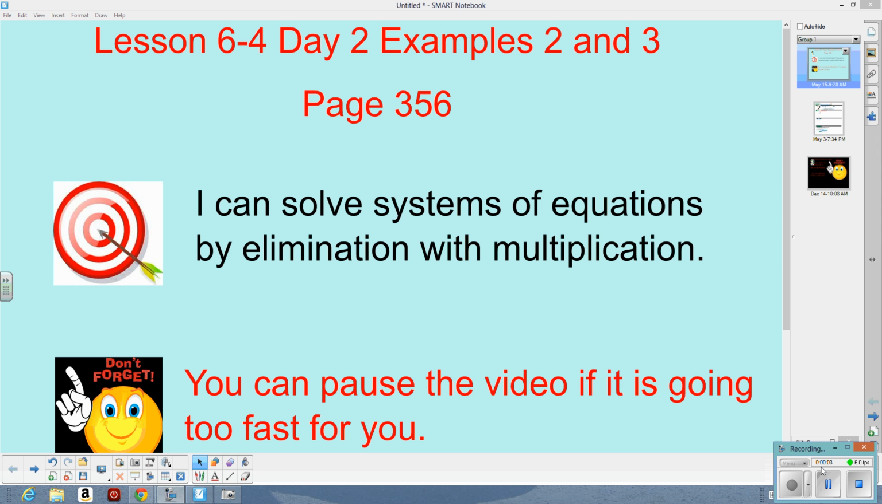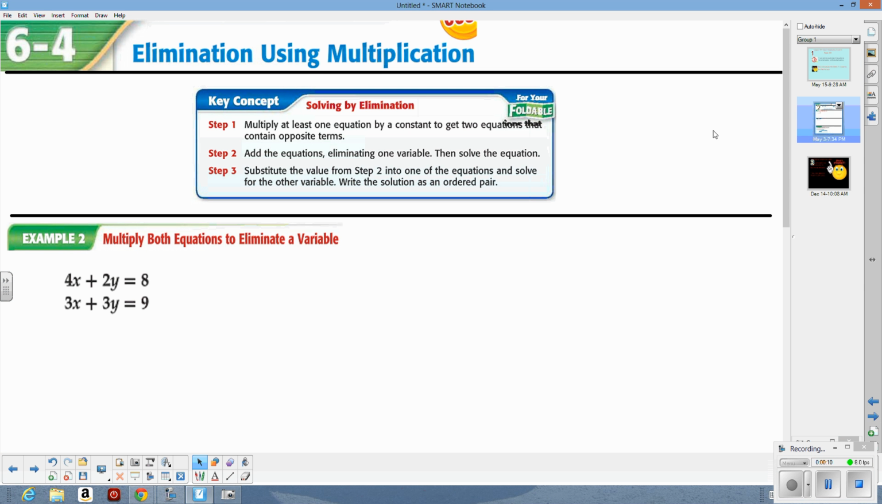In Lesson 6 for Day 2, Examples 2 and 3, you will solve systems of equations by elimination with multiplication. Once again, the steps are to first multiply at least one equation, or in today's case, both equations, by a constant to get two equations that contain opposite terms. Add the two equations together to eliminate one variable and then solve for the other. Then substitute the value you got from step 2 into one of the equations and solve for the other variable, and then write your solution as an ordered pair.